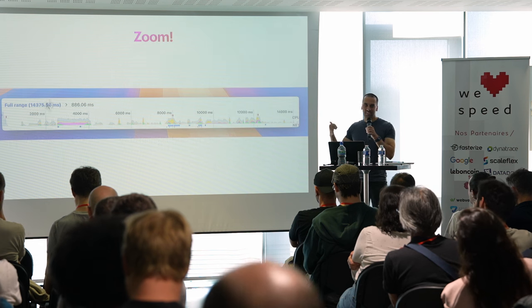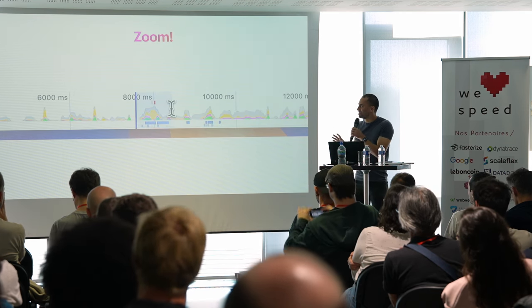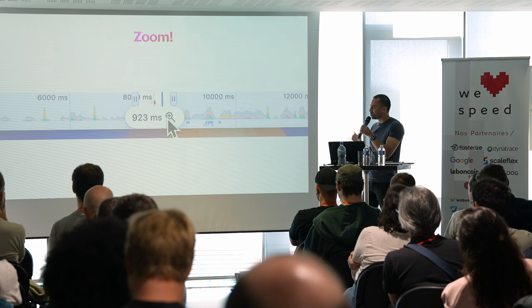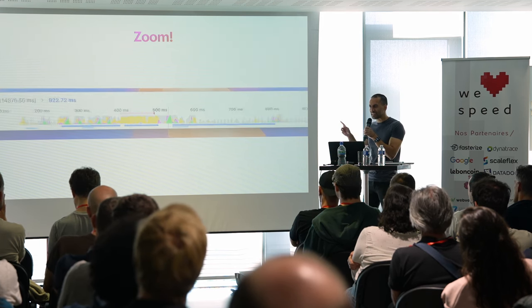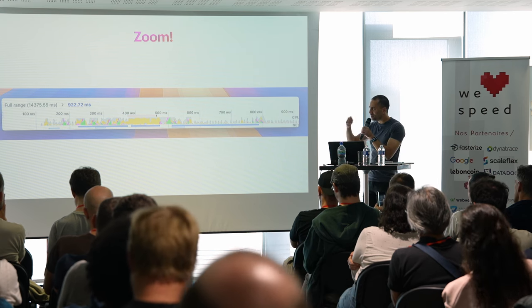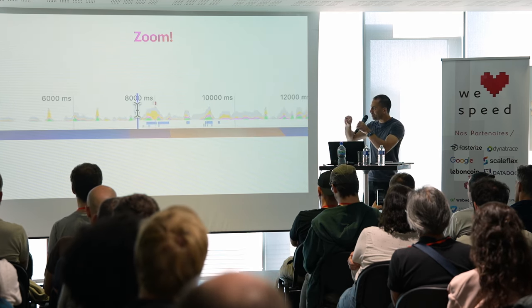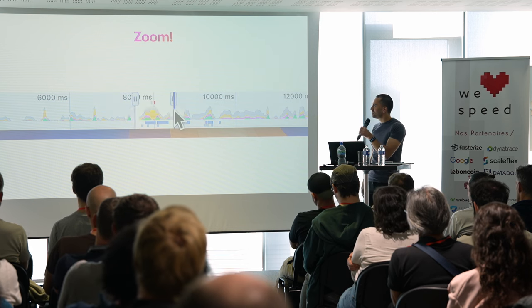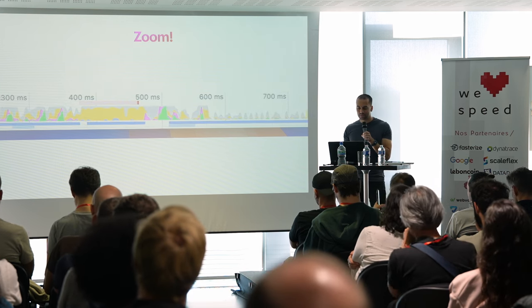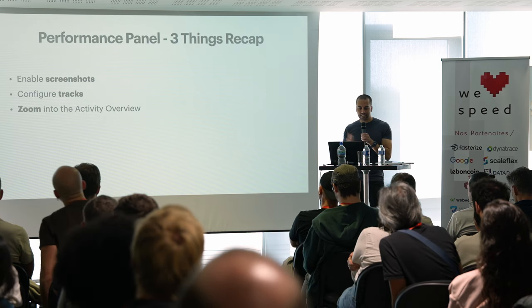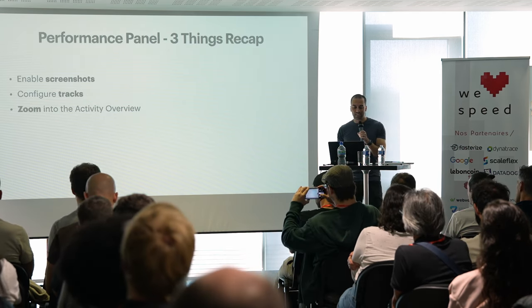And again, sorry for suggesting something so little, and it's kind of like, who cares, but it makes a difference. And when I observe people doing performance recordings, they don't always do this. Zoom in through the activity overview and hit that little magnifying icon, just so it expands to the full width. So super small, should take you less than a minute to do all of those. Okay, cool, and that's just a recap. We've got screenshots, configuration of tracks, and zooming into the activity overview.